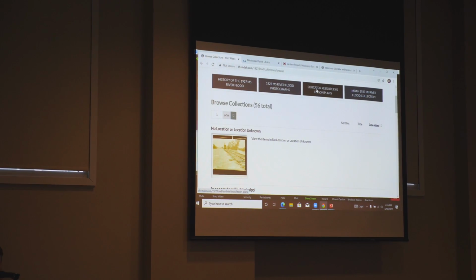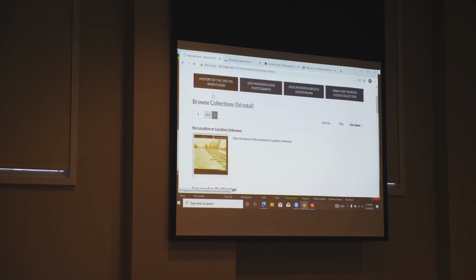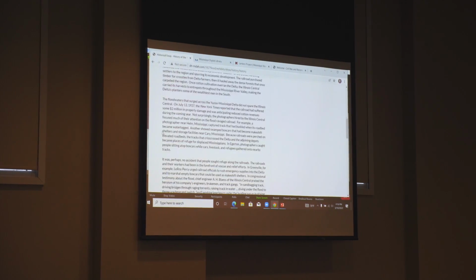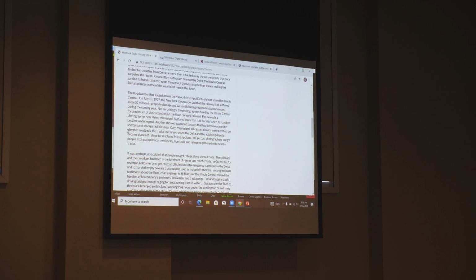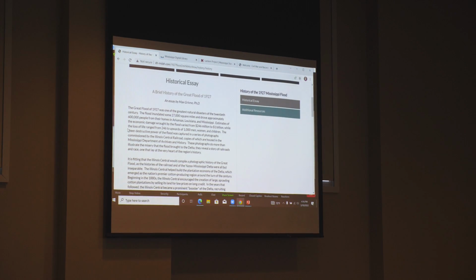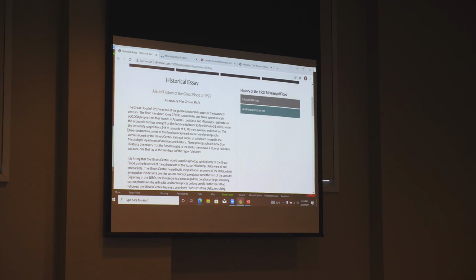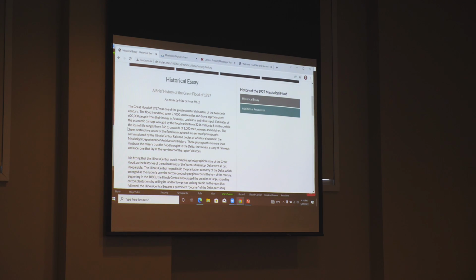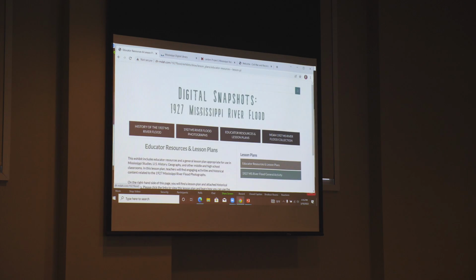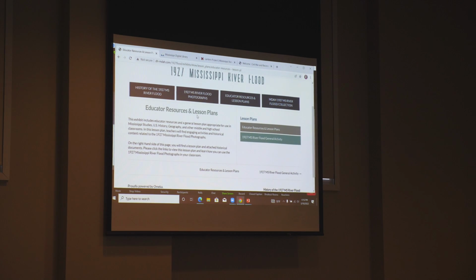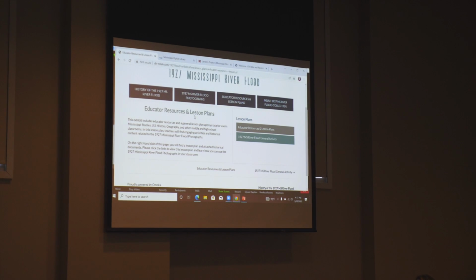One of the things that we'd like to do with our projects is partner with a historian. And we have the great Dr. Gribno, who wrote this beautiful essay for us to put some context in for some of these photos that we have. Again, this is aimed more at a public base, but we also have educator resources and lesson plans so that this can be implemented in the classroom. This is digestible enough that it can be used in anywhere from K through 12th grade and even in a college class.